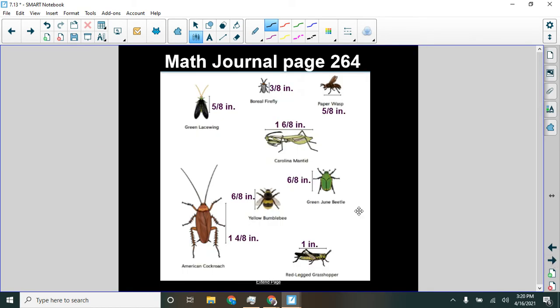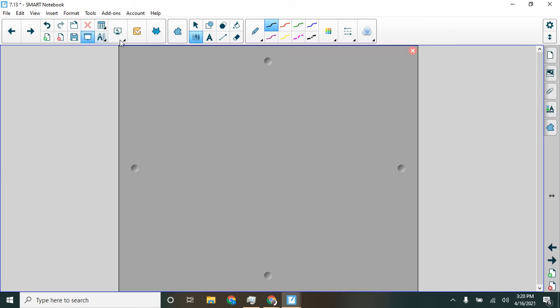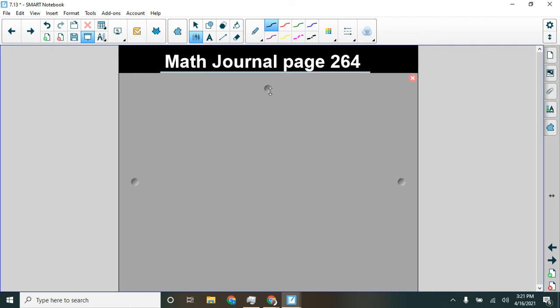Okay, now, Math Journal, page 264. And let me put this right here. Here's what you are going to do with Math Journal, page 264. If you have a ruler where you are, whether you're in a classroom or in your house, you should measure the insects on page 264 yourself, okay? And then label those. I like to write it right on the bug, or right next to the bug.